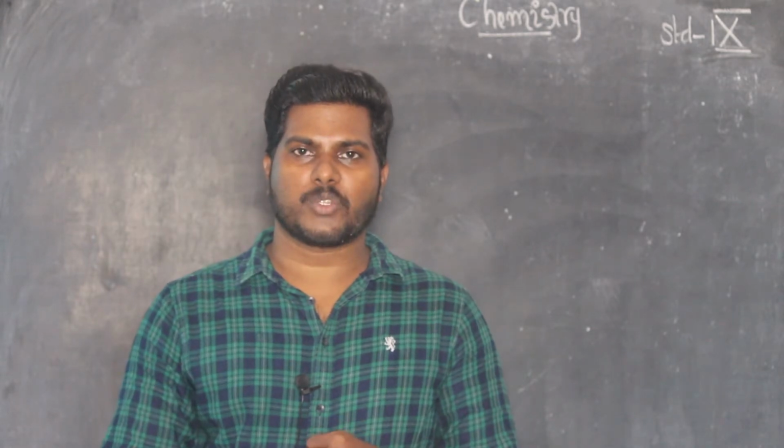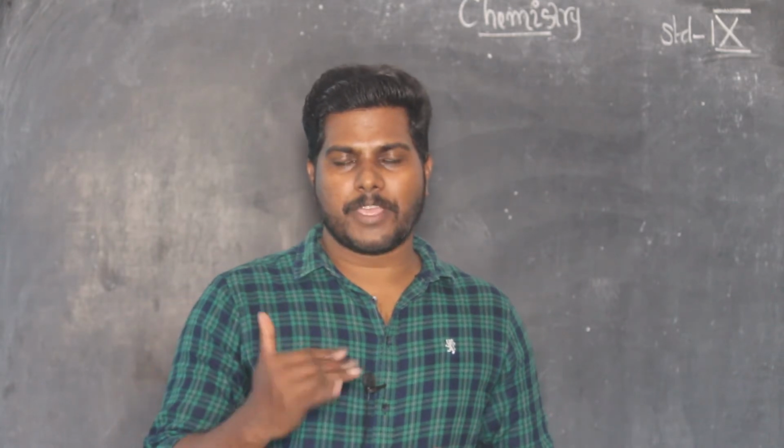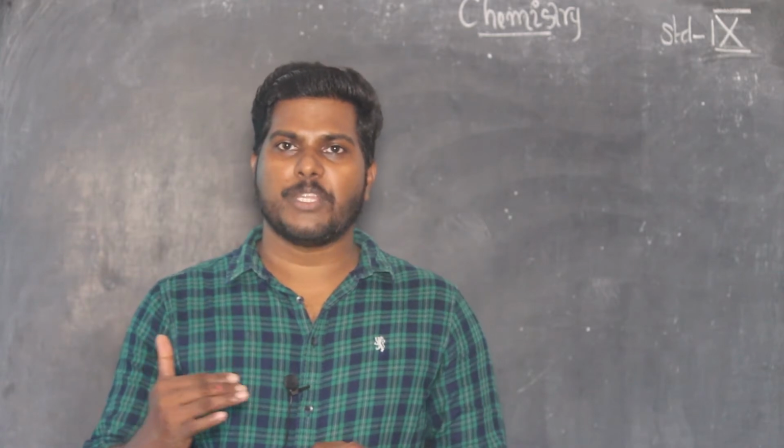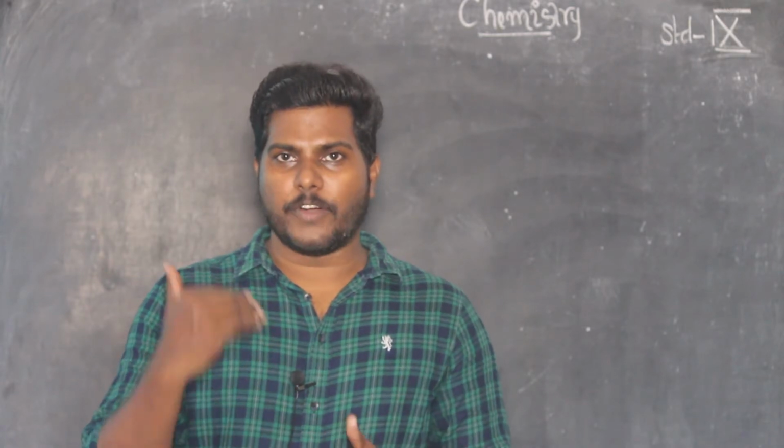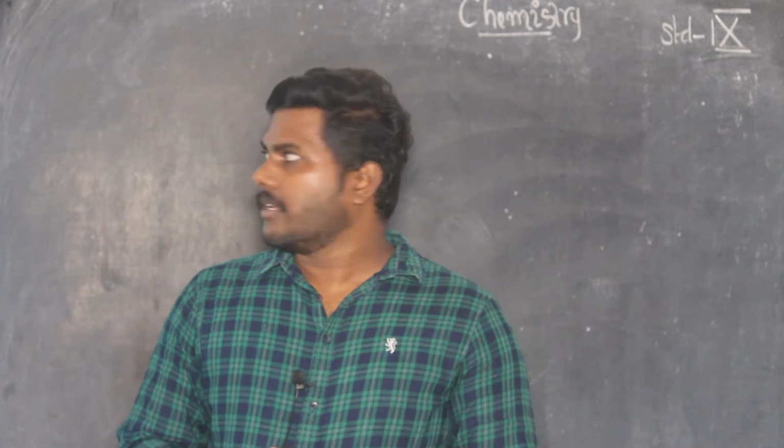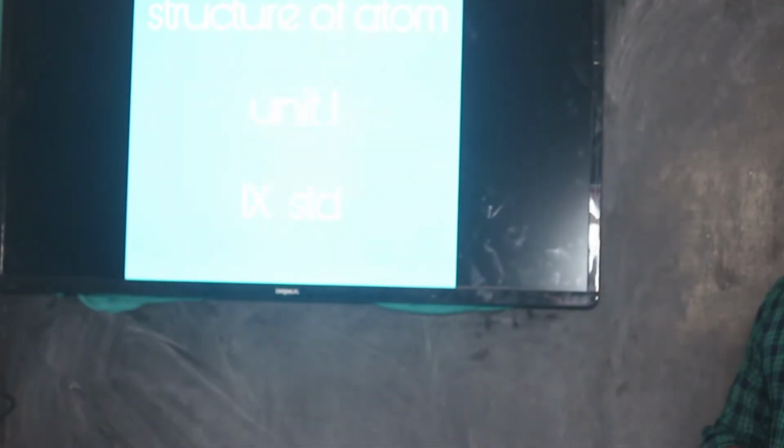In our first part, 4 chapters are there. First one, atomic structure. Second one, chemical bond. Third one, redox reaction and rate of chemical reaction. And fourth one, that is periodic table. In our first chapter, that is atomic structure or structure of atom.